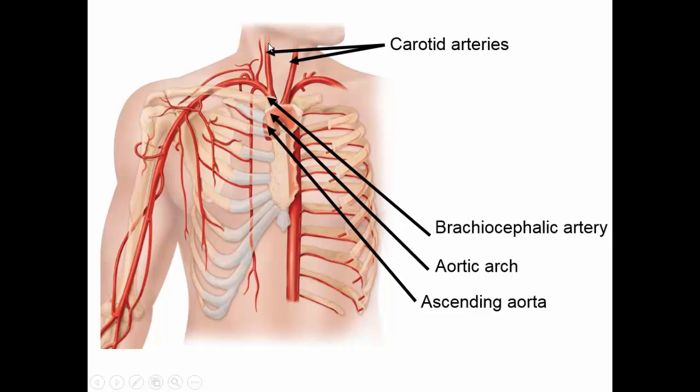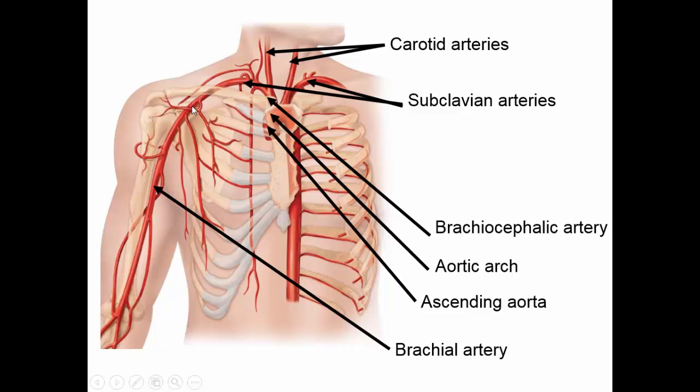It branches into the right carotid, and then the left carotid comes directly off of the arch. The right subclavian artery branches from the brachiocephalic. The left subclavian artery comes directly off of the aortic arch. As we move down the arm, the subclavian artery becomes known as the brachial artery. This happens on both sides of the body. This would be the descending thoracic aorta.